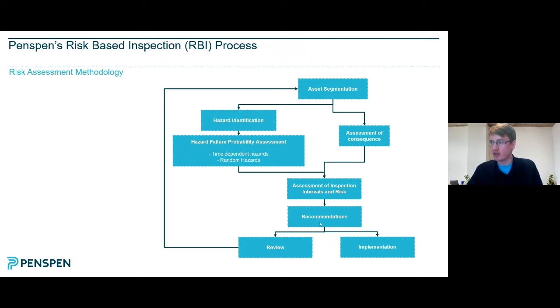Moving down the flowchart, as with any risk assessment methodology, you're comparing your probability of failure with the consequence of failure to determine your risk, and then ensuring that remains acceptable, and outputting an inspection interval based on that risk profile.